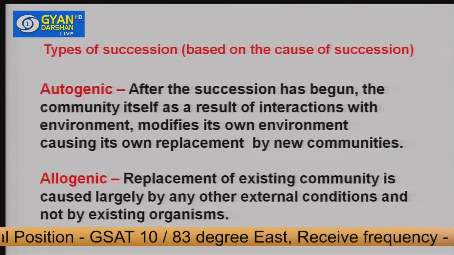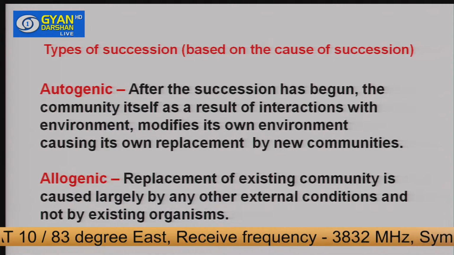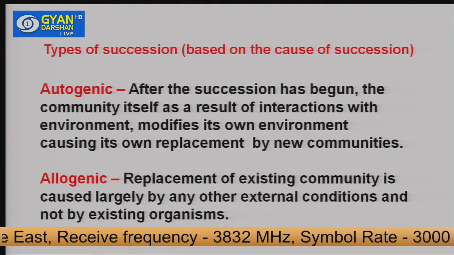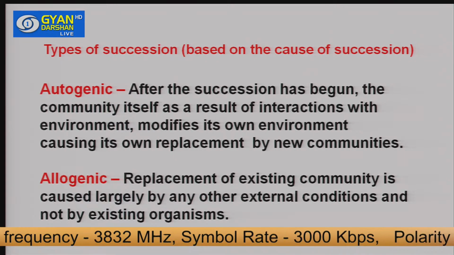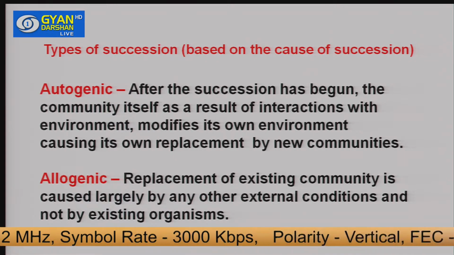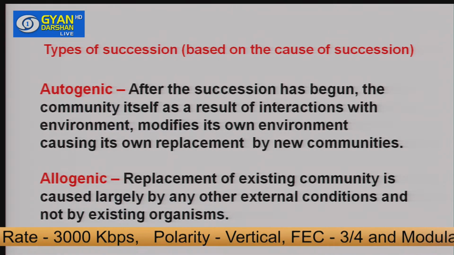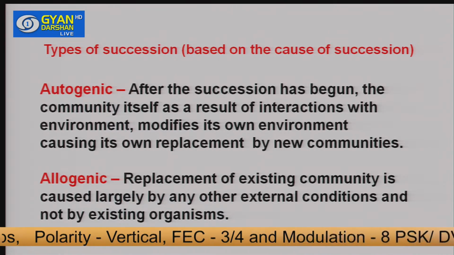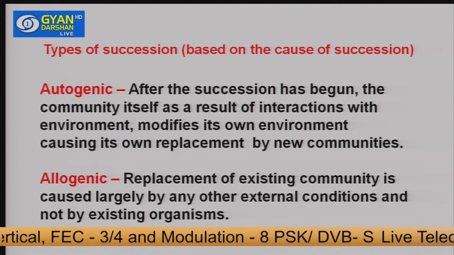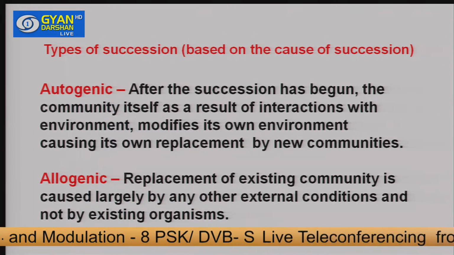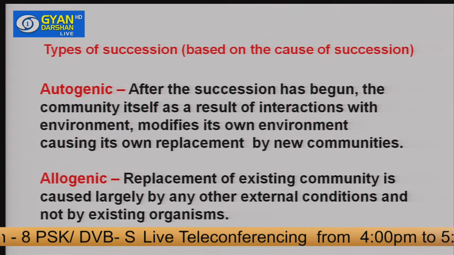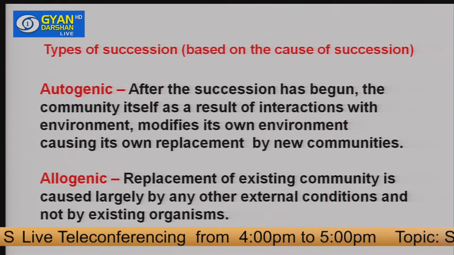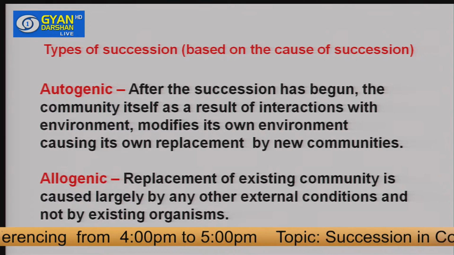Next, based on the cause of succession, we also divide succession into autogenic and allogenic succession. Autogenic means after the succession has begun, the community, as a result of interaction with the environment, modifies its own environment. That means the community which has developed actually changes the structure of the land or the habitat. And therefore that particular community is replaced by another community. So the community itself is responsible for getting itself replaced by a new community. So this is autogenic succession.